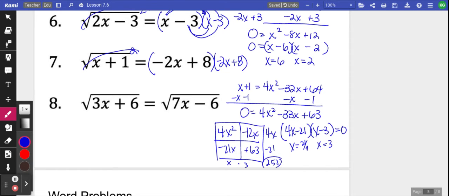This last one is nice because they both have square roots, so when you square them both, they cancel out. So I'm left with 3x plus 6 equals 7x minus 6. Subtract the 7x from both sides gives me negative 4x, and subtracting the 6 gives me negative 12. So x equals 3.